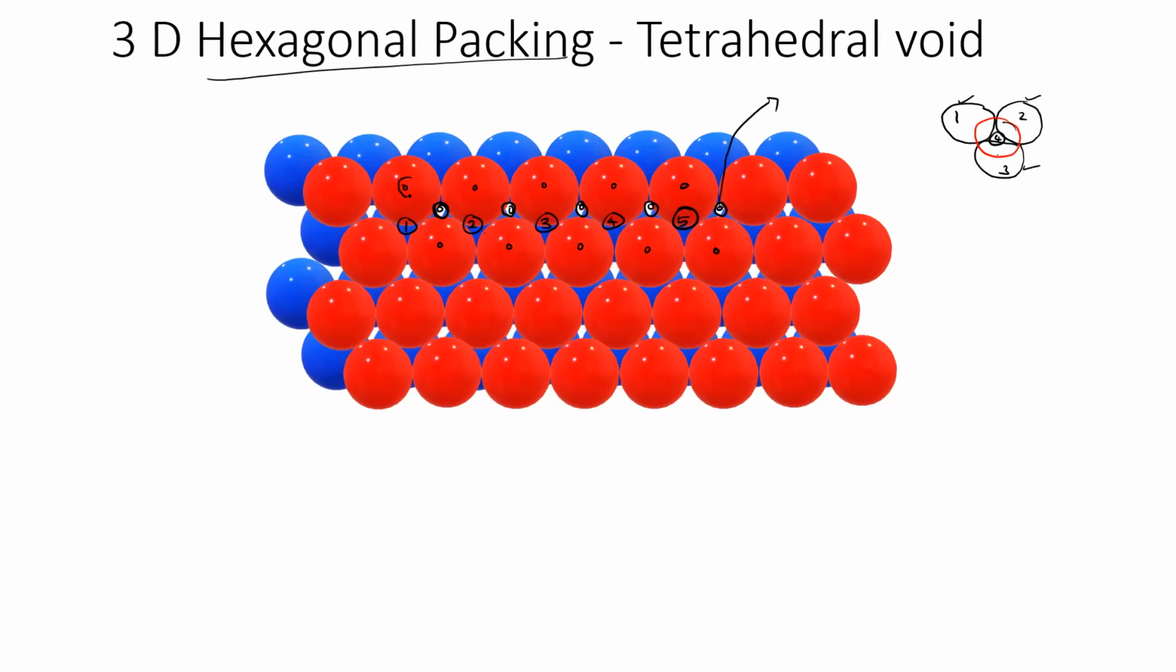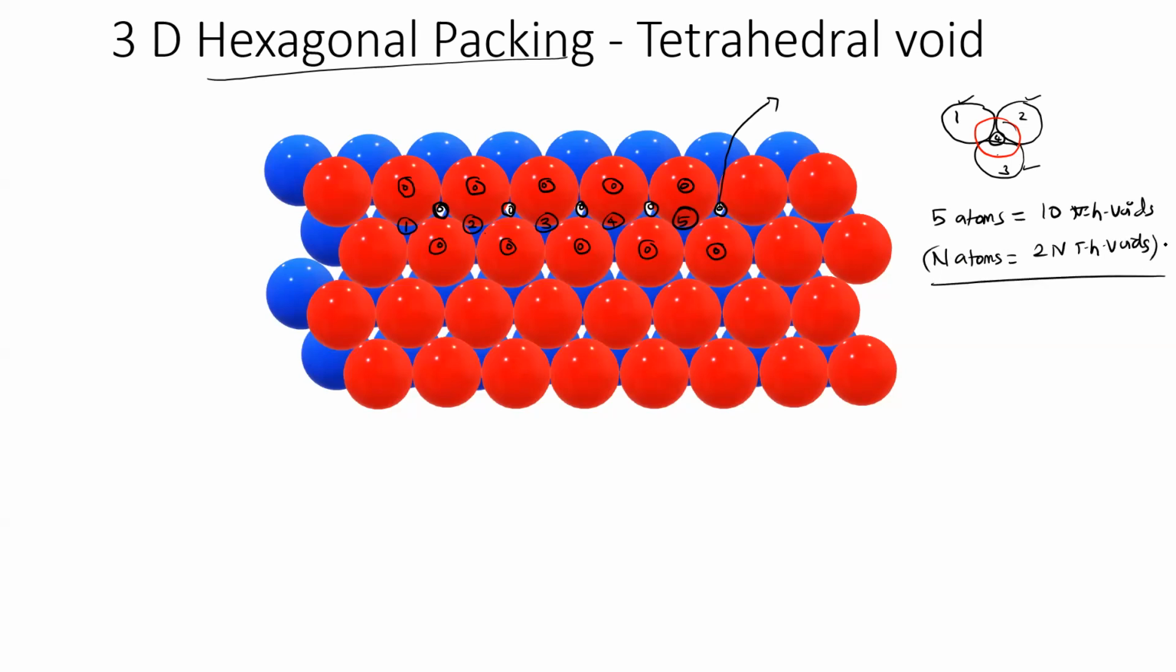How many tetrahedral voids are there? 1, 2, 3, 4, 5, 6, 7, 8, 9, 10. Suppose I take 5 atoms, how many tetrahedral voids are there? 10 tetrahedral voids are there. Is that clear? Suppose I take n atoms, 2n tetrahedral voids are there.